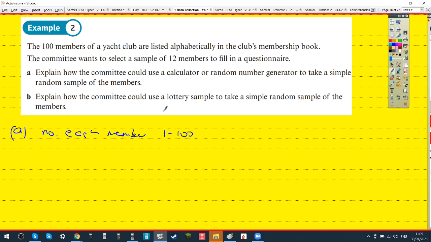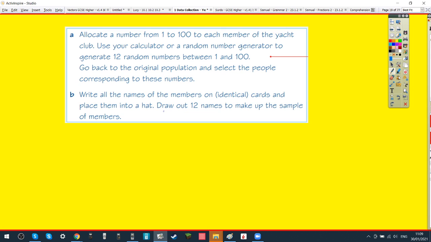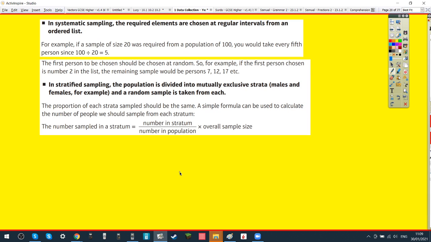Or could they just give one to each member? Yeah, basically they could number the list from 1 to 100, the names, or let's say they could write just the name of the person on a ticket, put 100 tickets into a box and take 12 out randomly. Yeah, 100 in a hat. Okay. So they're just describing what it is.